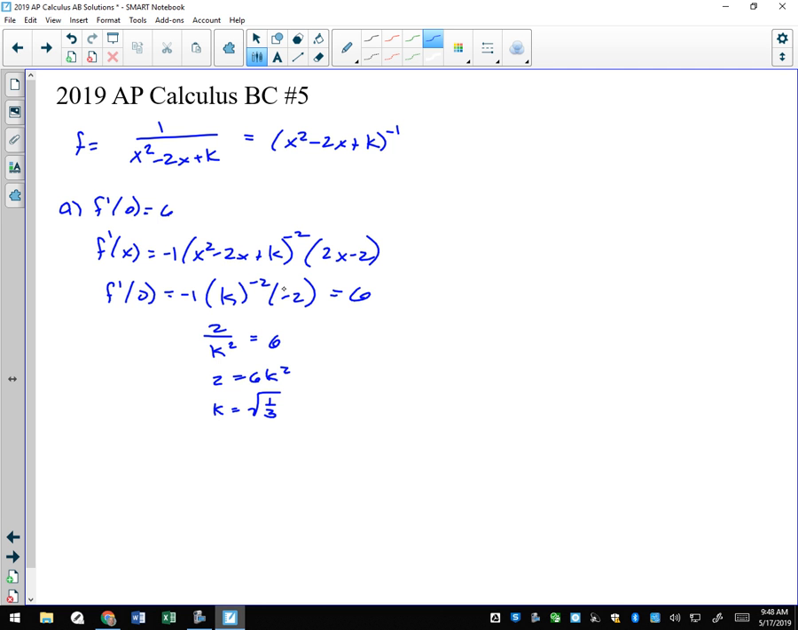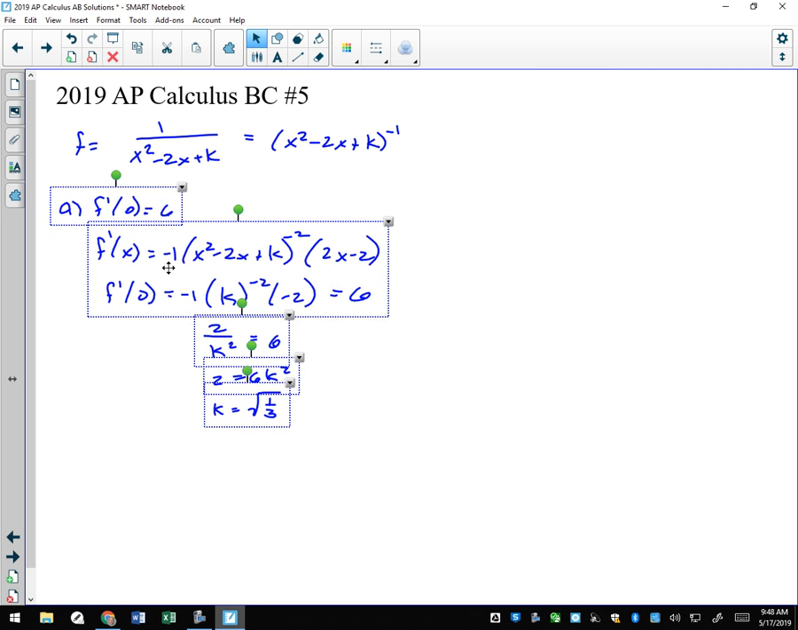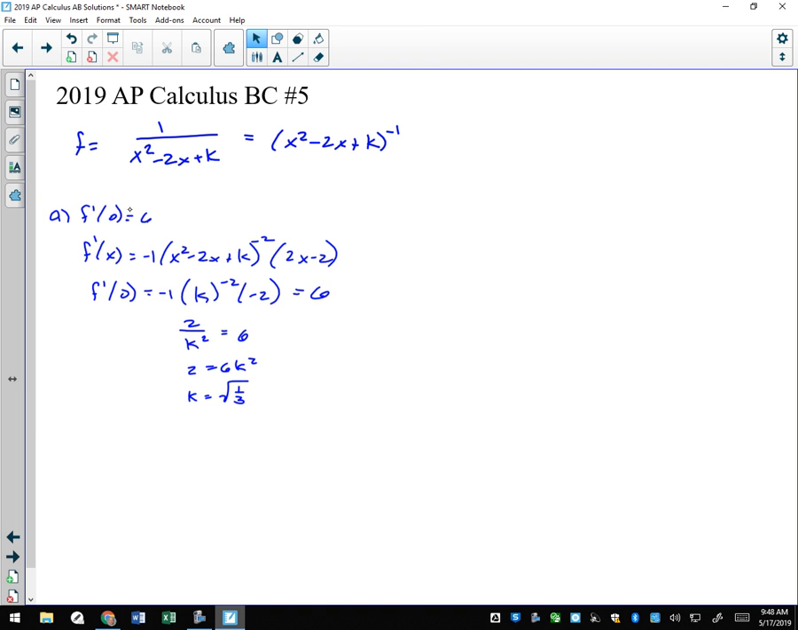Do they tell you, okay, it does say k is positive. I was initially going to do plus or minus, but they do tell you to find the value of k for k greater than 0, so we don't need to worry about that. k is the square root of 1/3. I bet a lot of people brain farted and said 1/9 on that one, but you do need to square root to undo the exponent of 2.